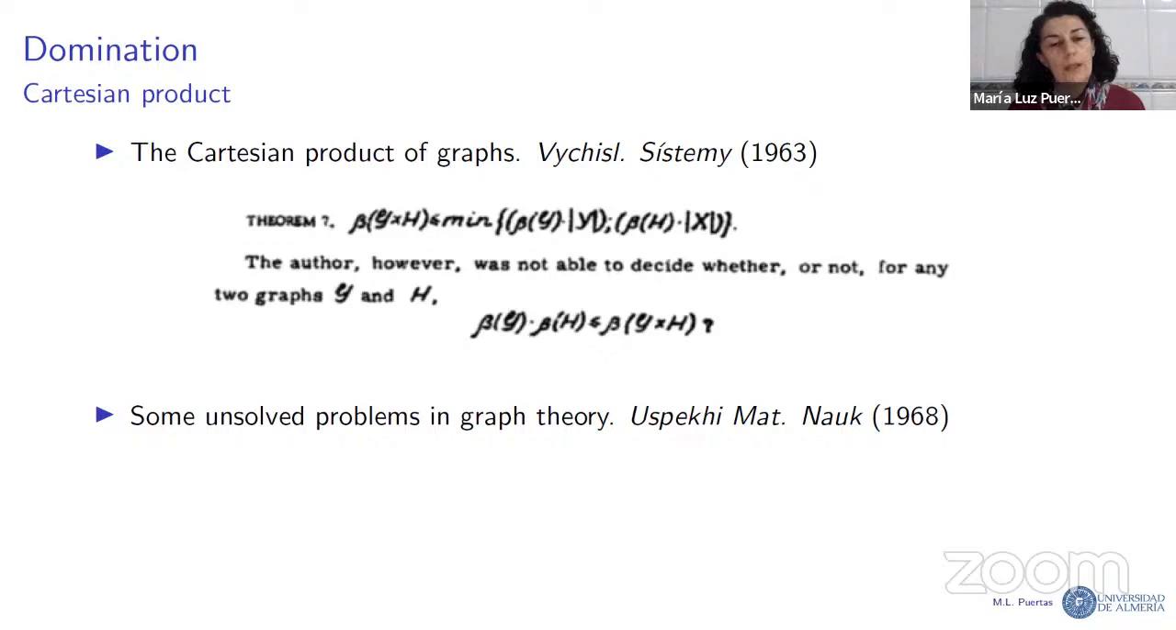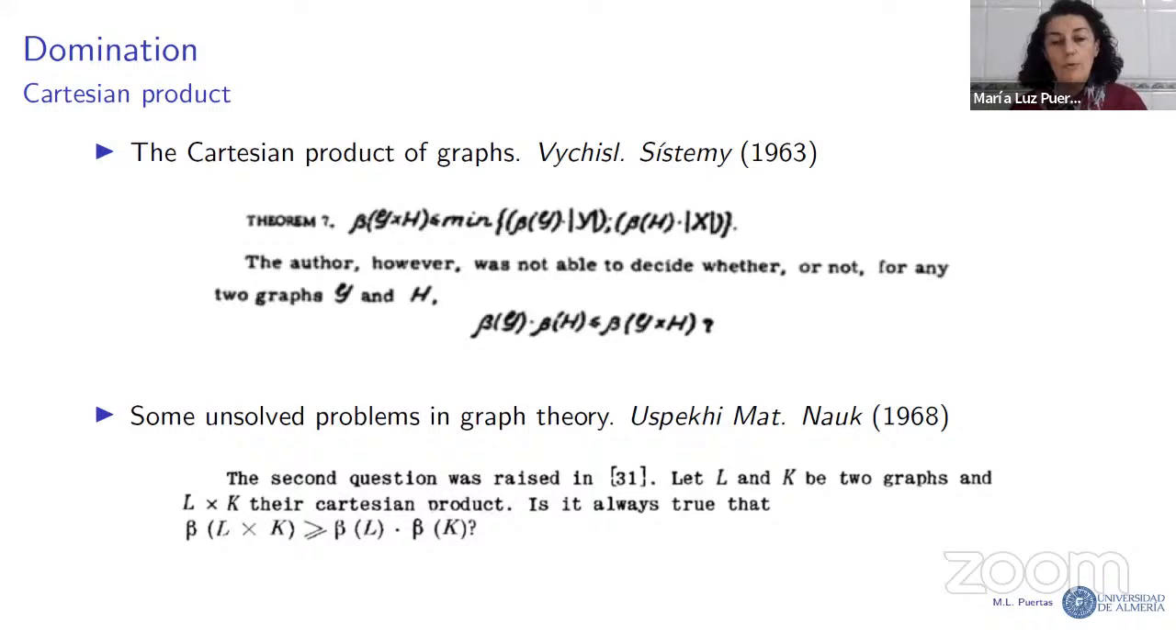However, in the paper we can find this sentence that I love, the way the author said, okay, I have a problem here, I'm not able to say anything about this problem. The sentence said: the author, however, was not able to decide whether or not for any two graphs G and H, the product of both domination numbers is less or equal than the domination number of the Cartesian product. And 5 years later, in this survey about unsolved problems in graph theory, he said, hey, okay, I posed this question 5 years ago and no one says anything about that. What is happening here? He said something like that. Maybe he didn't realize how difficult this question is.